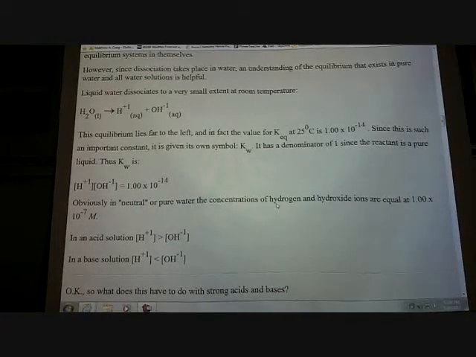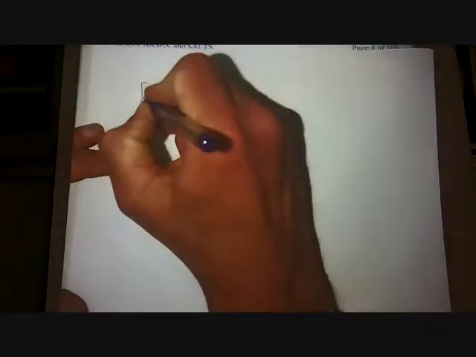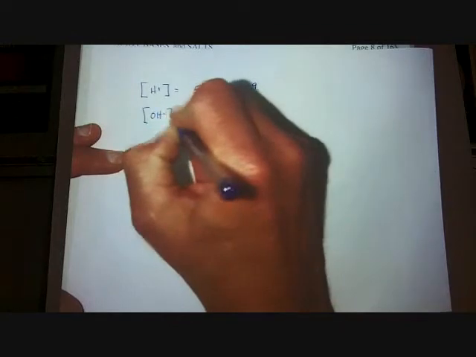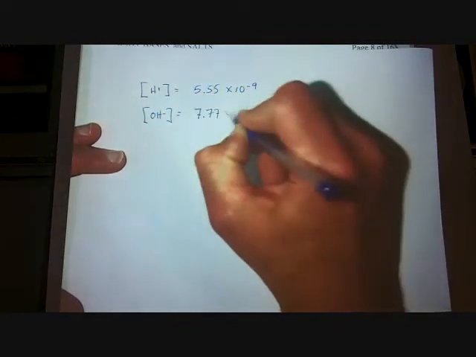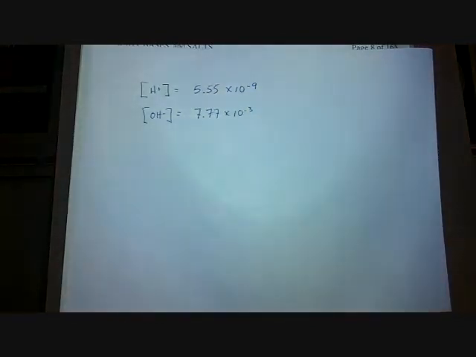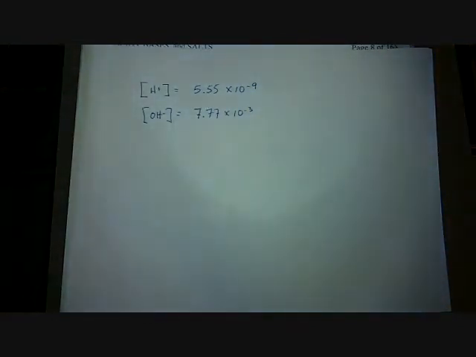So let me give you a little pop quiz here. Let's see how good you are. You love pop quizzes, right? You're doing pretty well. Let's say that we have a hydrogen concentration that's 5.55 times 10 to the negative 9. I'm just making these values up, so don't freak out. And let's say that I have a hydroxide concentration of 7.77 times 10 to the negative 3. Is this solution acidic or basic?